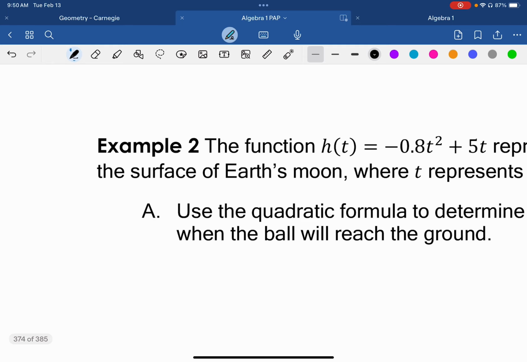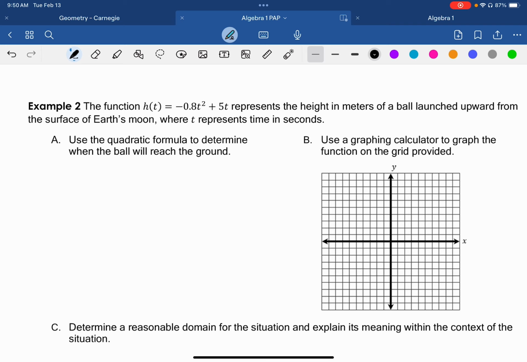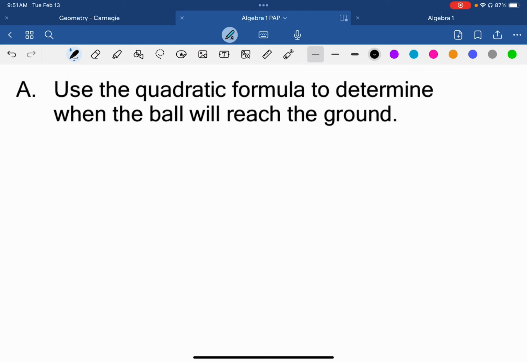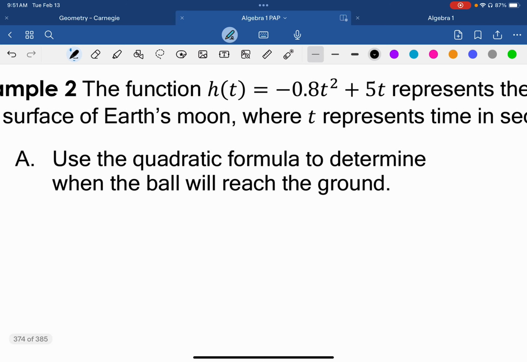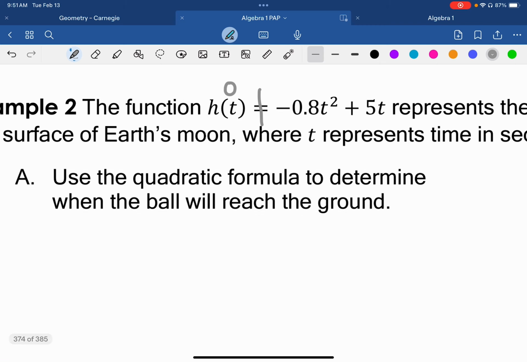All right. Now we could go ahead and do this in a word problem situation, a real world situation. So now my function is going to represent the height in meters of a ball launched upwards from the surface of the Earth's moon, where t represents the time in seconds. So here in part A, they want us to once again use the quadratic formula to determine when the ball reaches the ground. Remember, all you have to do is replace this h of t, your y value, with 0, and I can see that I'm already in standard form.